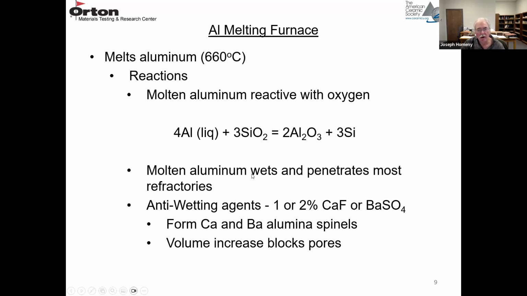Molten aluminum wets and penetrates most refractories. So it's very reactive. It corrodes the refractories. So you have to add an anti-wetting agent, and that's usually 1 or 2% calcium fluoride or barium sulfate. So the calcium or the barium react and form different alumina spinels. That blocks the pores because there's a volume increase in that reaction.